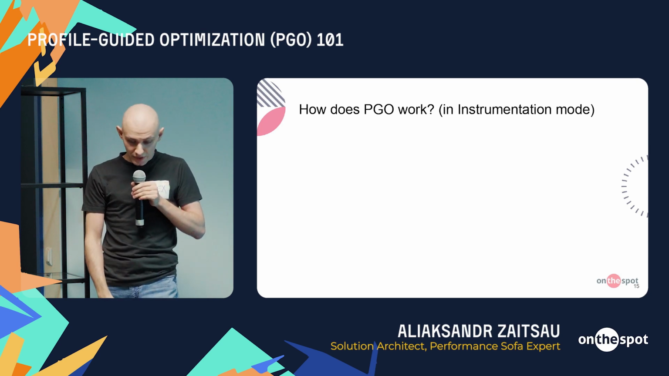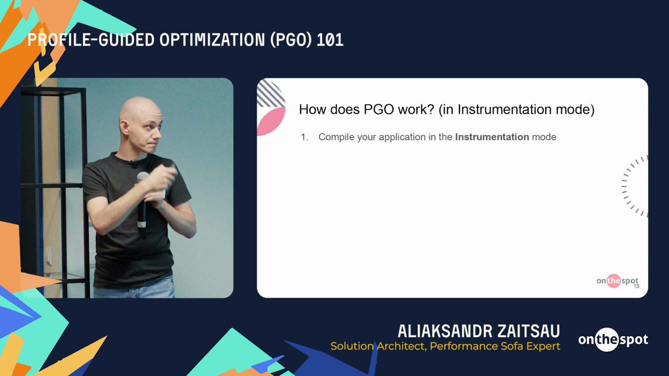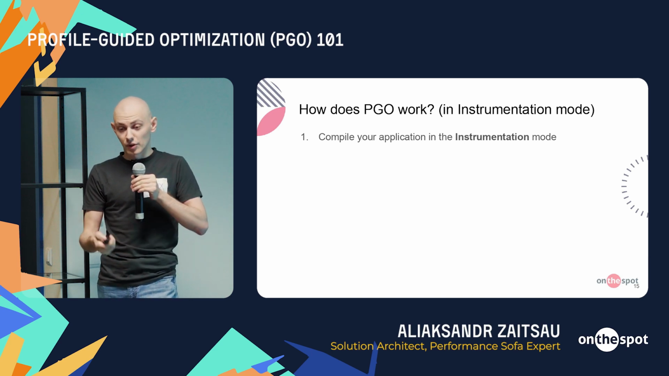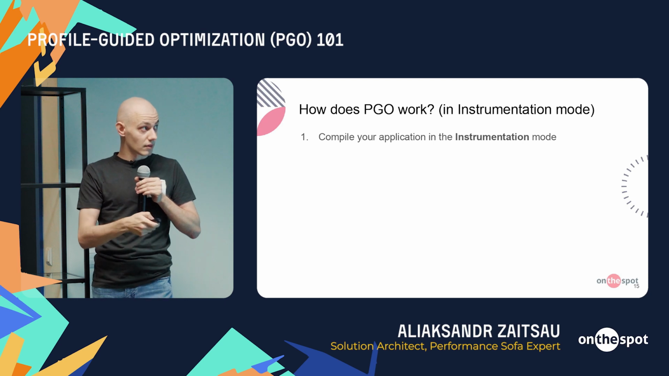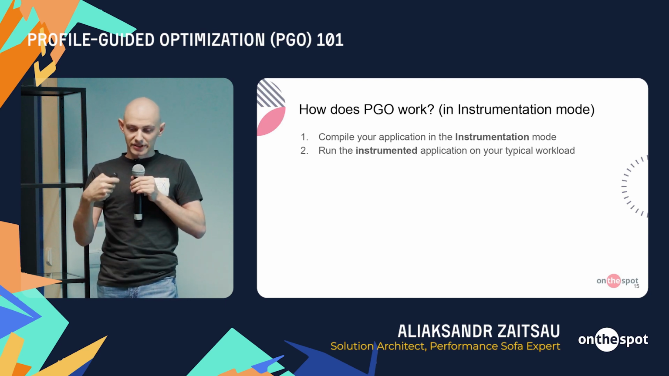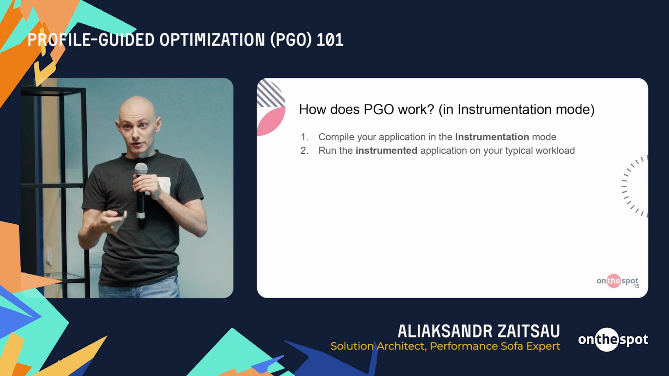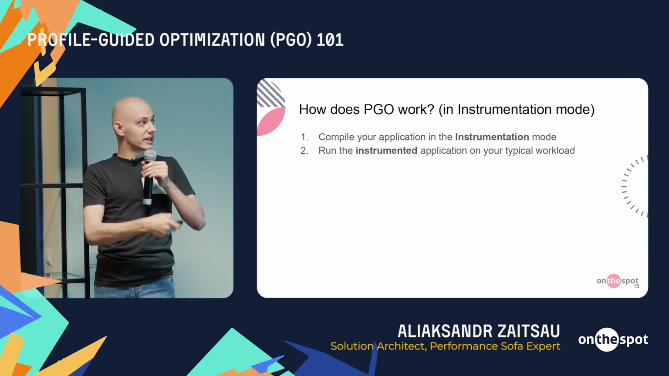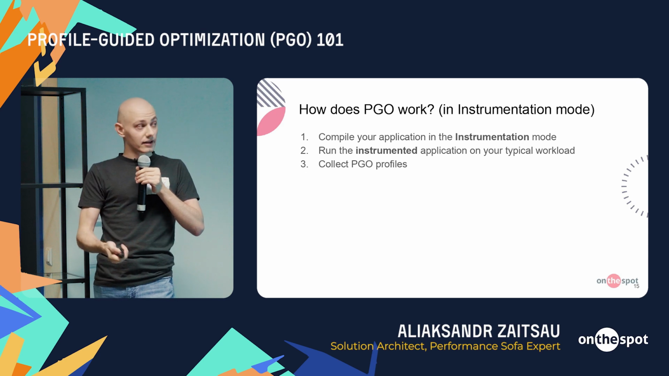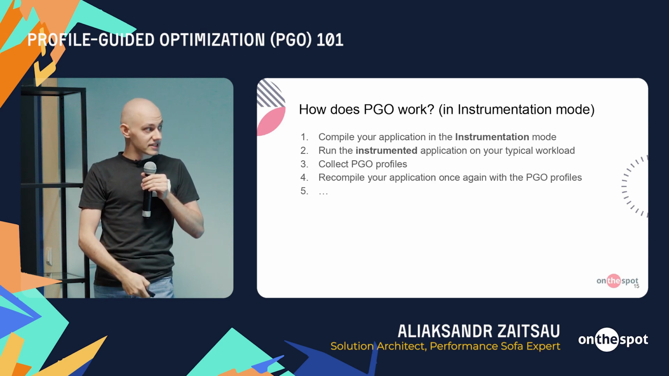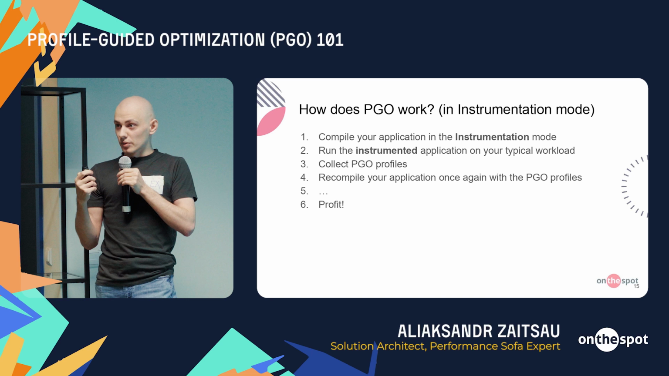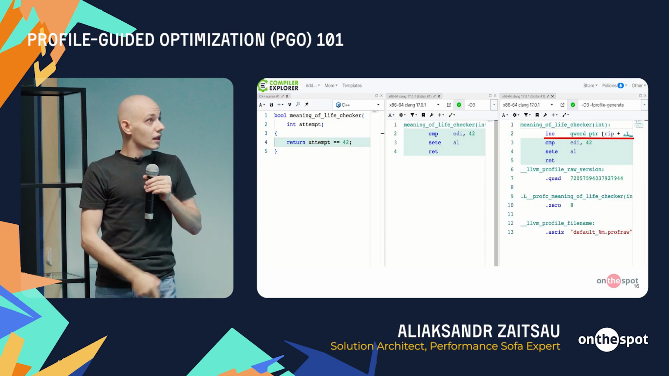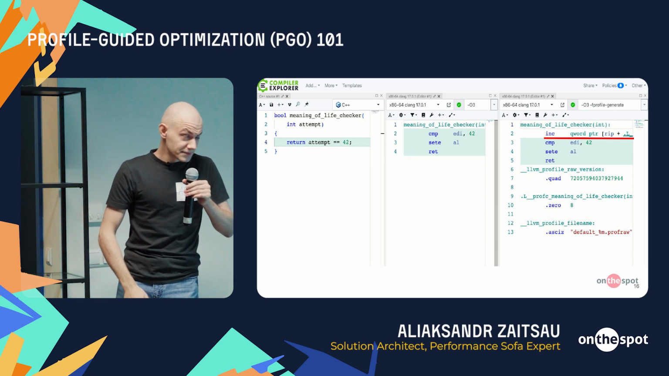So how does instrumentation PGO work? You compile your application in the instrumentation mode, run the instrumented binary on your typical workload, in production or somewhere. We will discuss the topic a bit later. Collect PGO profiles, recompile your application once again, and that's it. You will get an optimized PGO application. That's all the idea. So, nothing too difficult.